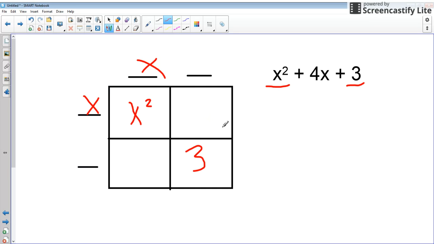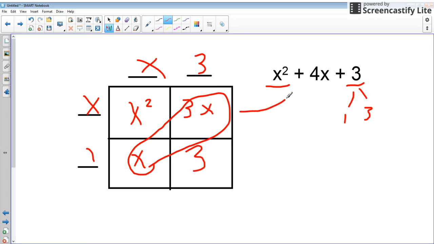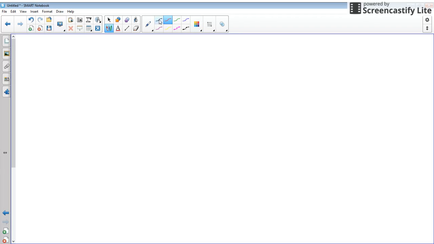Well, the only factors of 3 are 1 and itself. That's kind of nice to factor when you have a prime number there. So I already know that this is going to be 3, and this is going to be 1, and that means 3 times x is 3x. And I'm just checking my work now. 1 times x is x, and these two, in fact, will add to give me my 4x in the middle right here. Awesome.